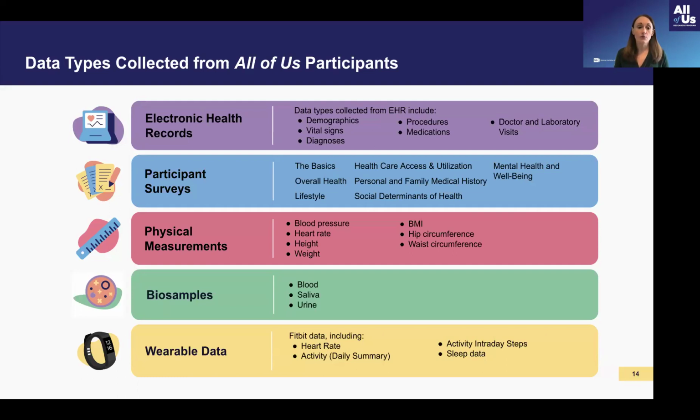At in-person enrollment, we collect some physical measurements. Those include blood pressure, heart rate, height, weight, BMI, and hip and waist circumference. And we collect biospecimens on our participants. The primary biospecimens that we collect are blood and urine. If we cannot collect blood, we will collect saliva from our participants because we do genotyping and whole genome sequencing on all participants.